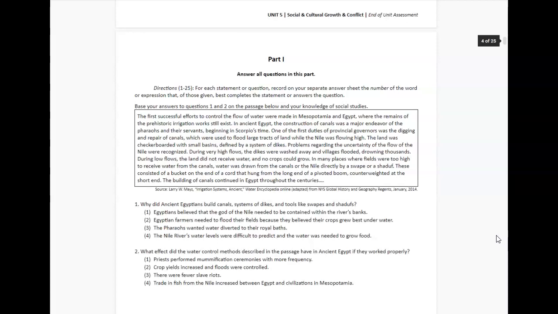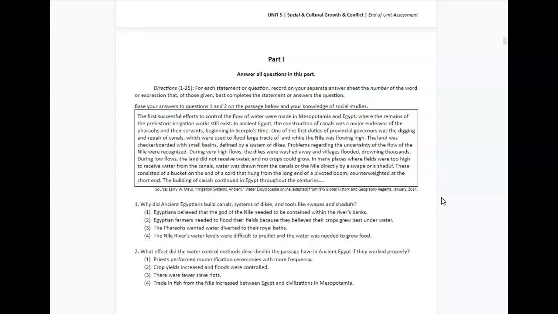This is your Unit 9.5 Global History exam, multiple choice section. So for questions 1 and 2, you're going to be using this passage below. And I look at the source and I see it's written by Larry W. Mays. It's about irrigation systems, ancient, water encyclopedia, adapted. So it's an encyclopedia entry.